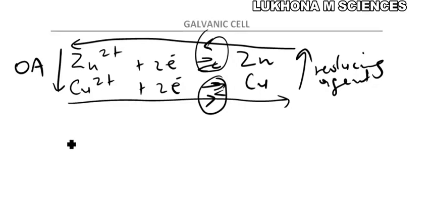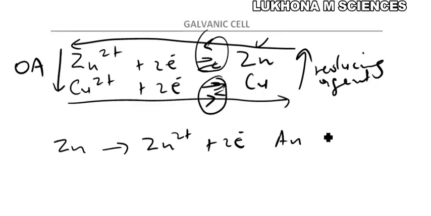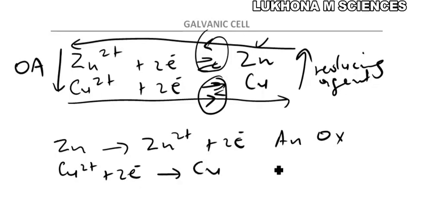So we have a zinc. We're going to start with this one. That is the Zn, which forms Zn2 plus 2 electrons. So the zinc is losing what? Electrons. That is oxidation. So we have Cu2 plus 2 electrons. Then we get Cu. The Cu2 plus is gaining electrons. That is reduction at the cathode.